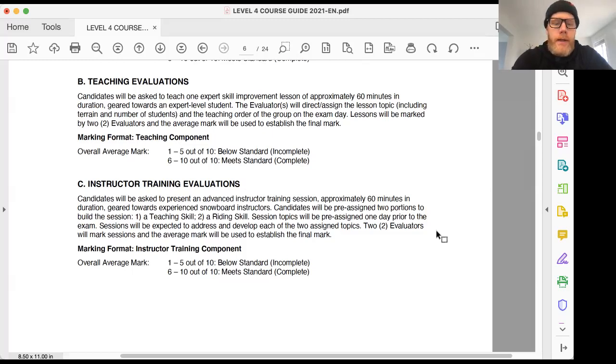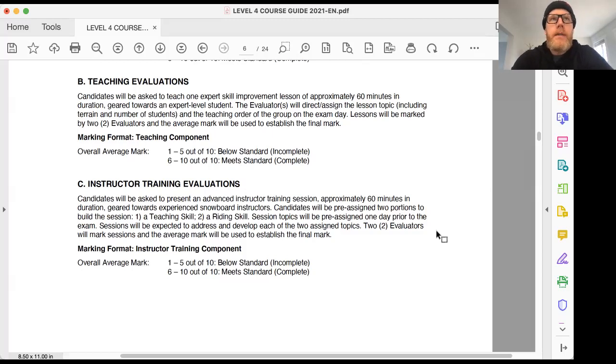The skill development that you choose to work on with your group should be relevant to what you see in the group, and it should be something that you feel the group you're asked to teach could improve in their riding. One thing that we will do is direct you, or the evaluation staff will direct you, fairly specifically into the terrain that we would like you to teach in.